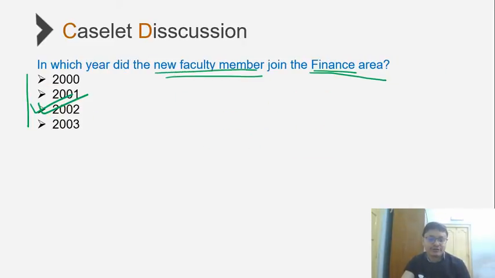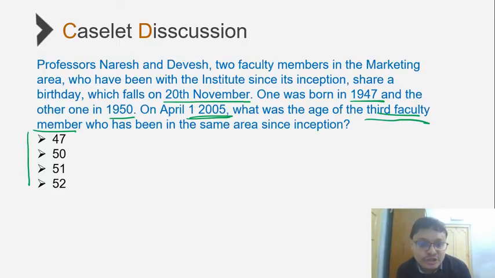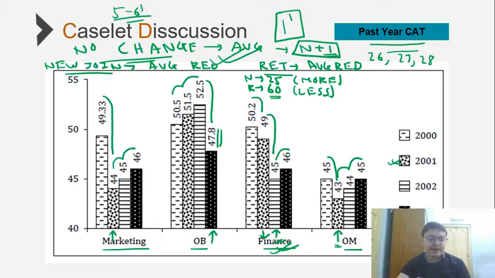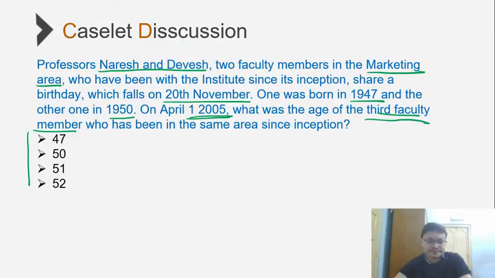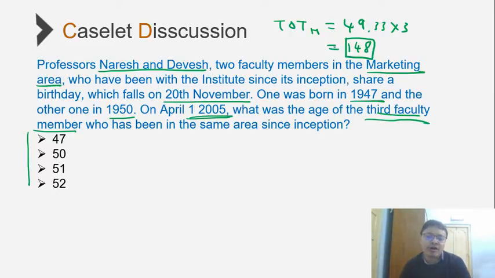So now that we are done with 3 of the easier questions, let's move on to the 4th and final question, the second question in sequence, which is about Professors Naresh and Devesh, 2 members in the marketing area. If you look at the marketing area, the average is 49.33 and initially there were only 3 faculty members. So what is the total? The total for marketing will be 49.33 into 3, because that is the initial count. So that is a total of 148 for marketing.